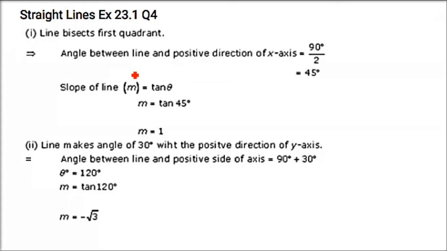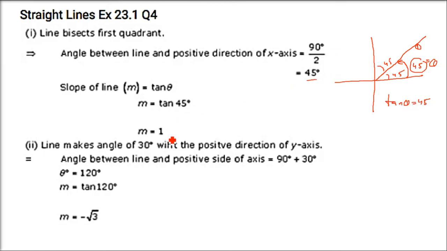Find the slope of a line, that is slope, gradient, m you have to find out. There are two parts here: one which bisects the first quadrant angle, and second which makes an angle of 30 degree with the positive direction of y-axis measured anti-clockwise. So let us take the first part. Let us make the coordinate axis first, and the line which bisects the first quadrant. We know 4 quadrants, 360 degree is the total, 90 is the first quadrant. So if you divide it, it will be 45 degree, 45 degree. You take it anti-clockwise with the positive direction of x-axis, 45 degree. Tan 45 degree you have to find out, and tan 45 degree is eventually 1.